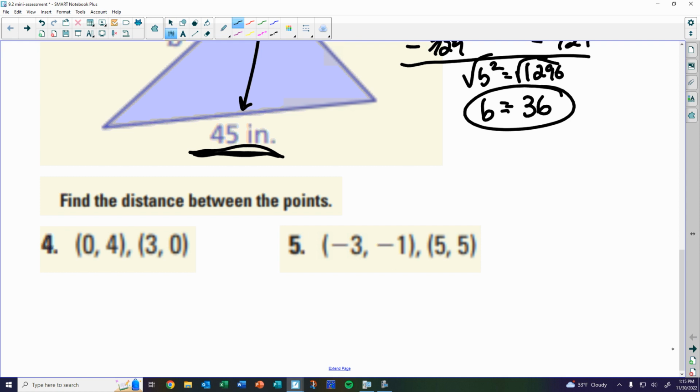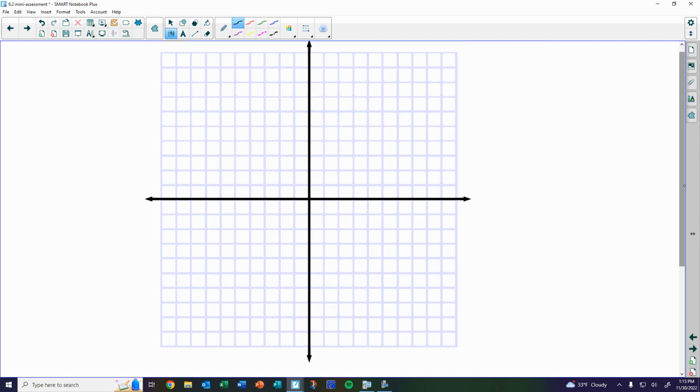So if we were to graph 0, 4, and 3, 0, and find the distance, here's 0, 4 right up here, and 3, 0 is right there. We have to find the length of that line, right? We said draw a right triangle. Whether you go this way or that way doesn't matter, it's the same thing, right? This distance is 4, and this distance is 3 from point to point, right?